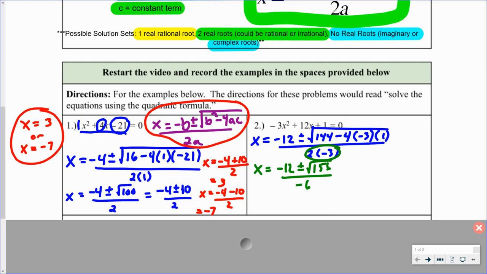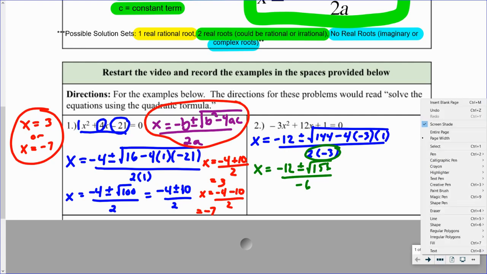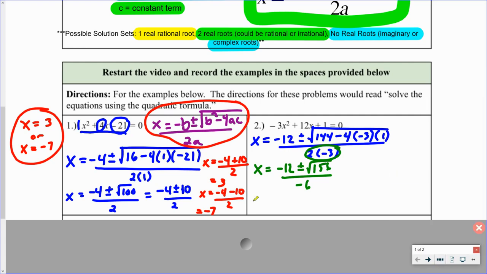All right, so right now we're just going to take a decimal approximation of our solutions. So let me write out the solutions in a different color. So x is going to equal negative 12 plus the square root of 156 all over negative 6. And when we get a decimal approximation, you get negative 0.82.